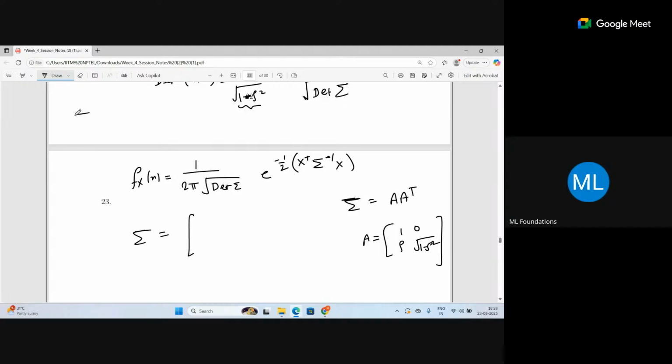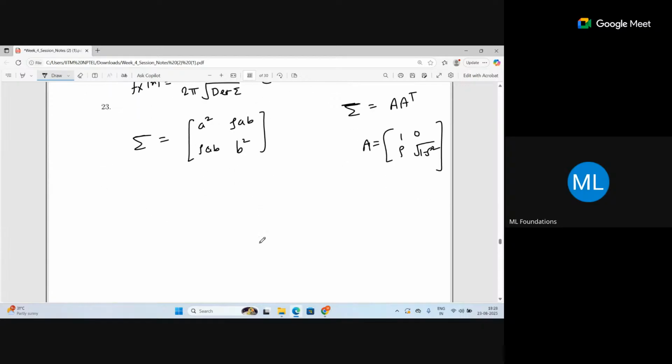Before that, if my matrix A is like this, what is my sigma? Sigma will look like 1 rho, rho 1, correct? That was my sigma. But in general, for any kind of linear transform between z1 and z2, if I wanted to take different transforms, then it will look like a square, rho a b, rho a b, and b square.